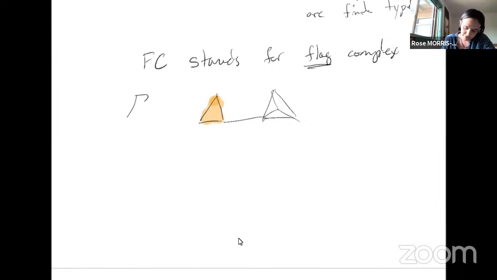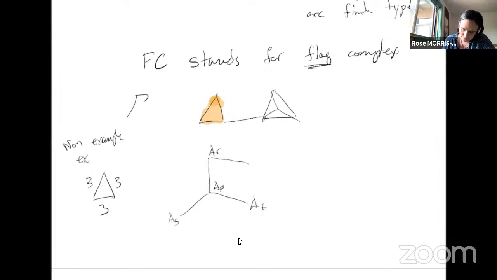Right, so let's do a non-example here. Say this is maybe a subpart of my graph, and I'm drawing my Deligne complex. Here's the empty set, and maybe here's AR, AS, AT. And I'm going to get all three of these squares, because each of these edges is finite type, but the whole triangle itself is not finite type.